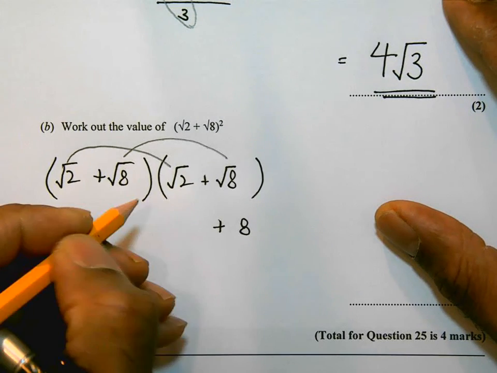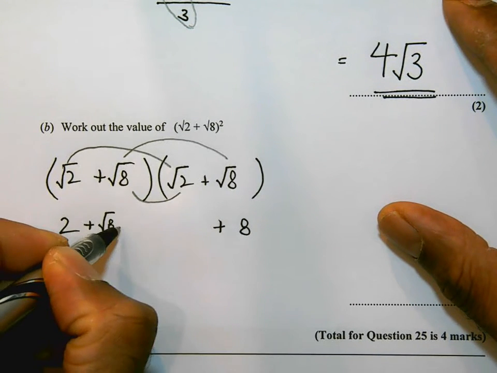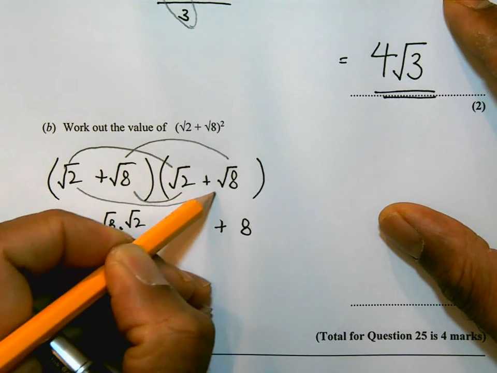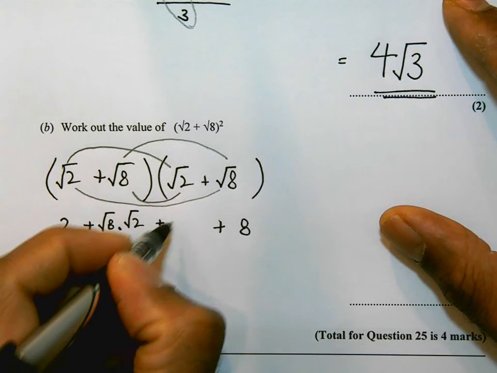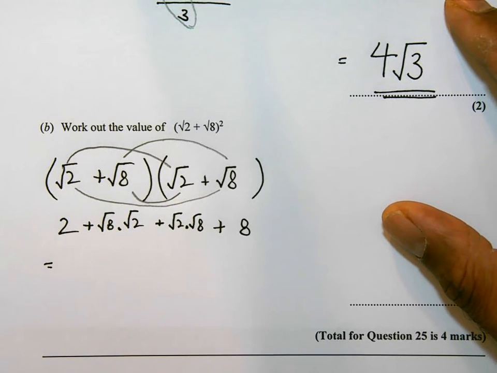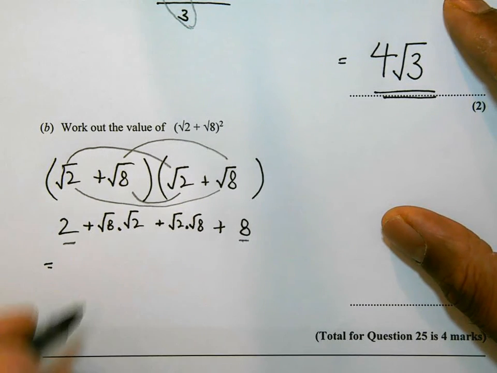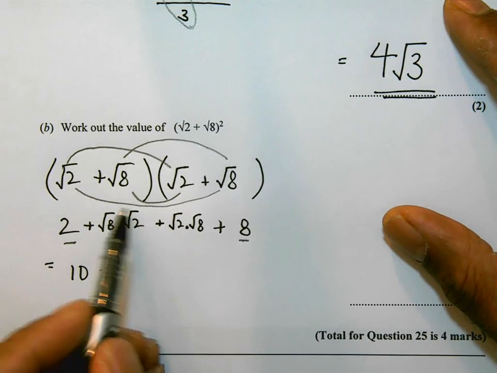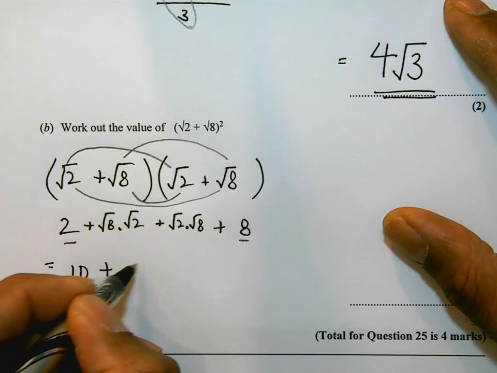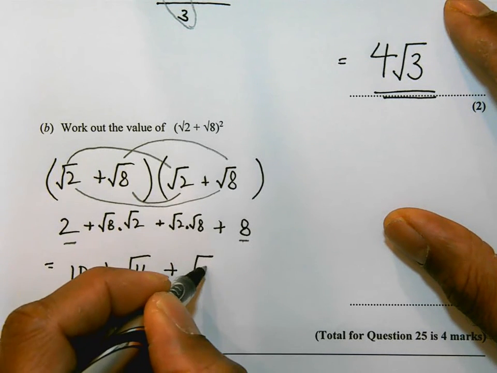In the middle, I have root 8 times root 2, so plus root 8 times root 2. And I'm going to have something similar, plus root 2 times root 8. Okay, we're going to start tidying this up. 2 plus 8, that's going to give me 10, plus, I could times these together, root 8 times root 2, 8 2s, 16, so that's root 16, plus root 16 again.